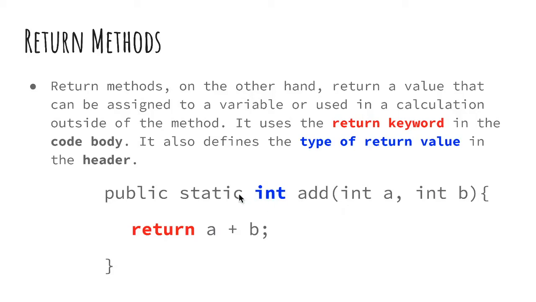In return methods, you do not use the keyword void. Instead, you use the keyword of the type of the return value in the header. So in the method body, you must have this return statement. So this means whenever you call this method, which is called add, it will return the value a plus b. And depending on the type that you indicate in the method heading, in this example it's int, or integer, whenever you call this method, it will return some integer.